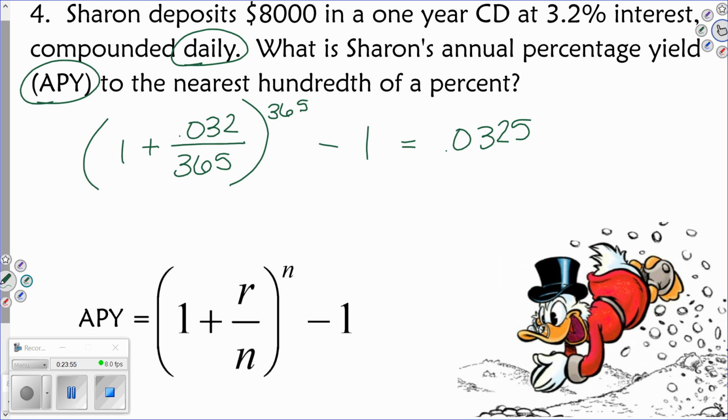Does that mean it's like 0.03? Is that the answer I'm looking for? That's as a decimal, right? So how do I change that to a percentage? If you just multiply that by 100, some of you can do that obviously just looking at it, but if you need to, you just multiply by 100. That's going to give you 3.25%.